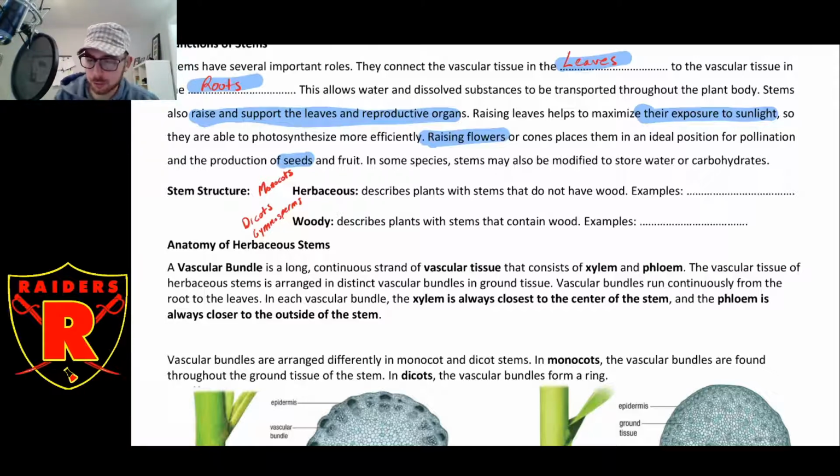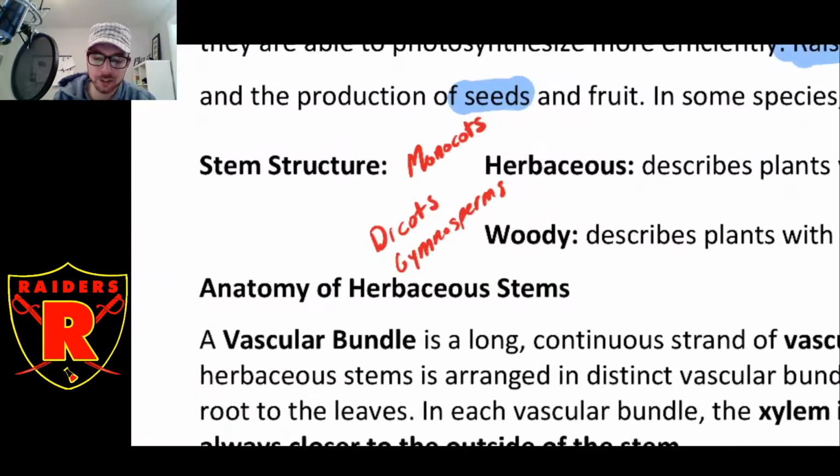It is also possible that the stem could be modified to store water and carbohydrates. There's a question that you're going to look at for homework where you're going to look at sugarcane and where potentially sugarcane stores its carbohydrates. Okay, so let's start off with the basic structure here of stems.